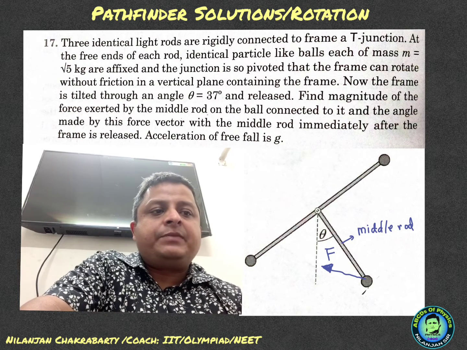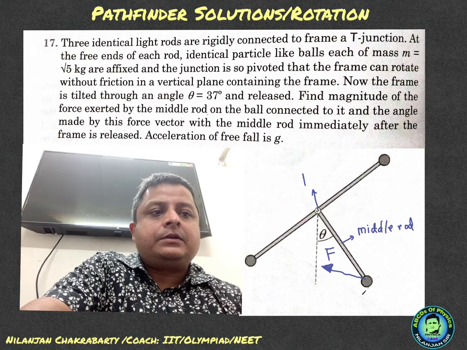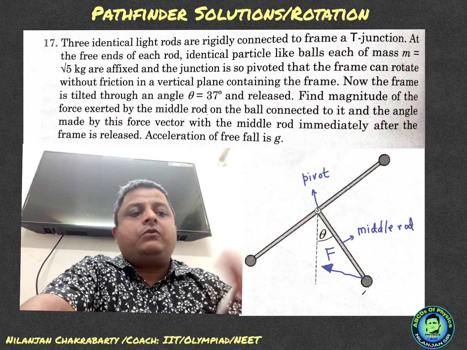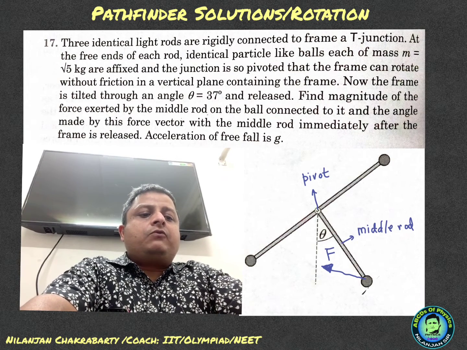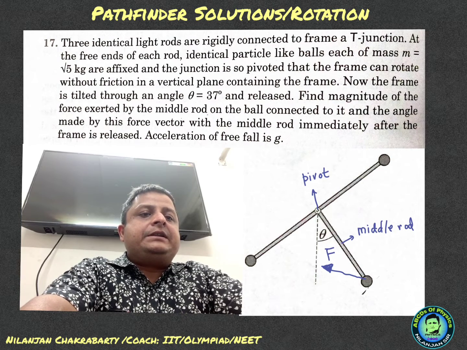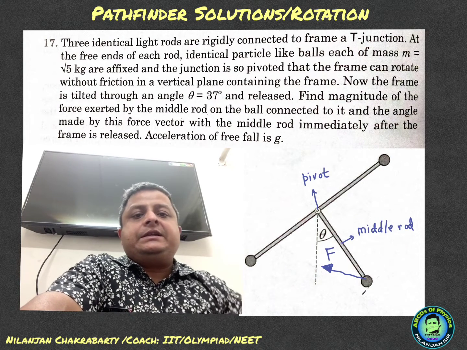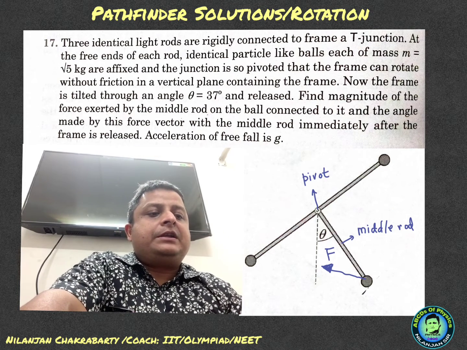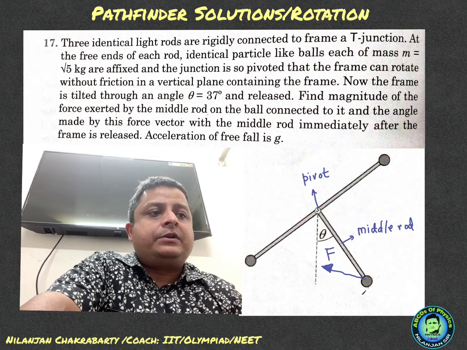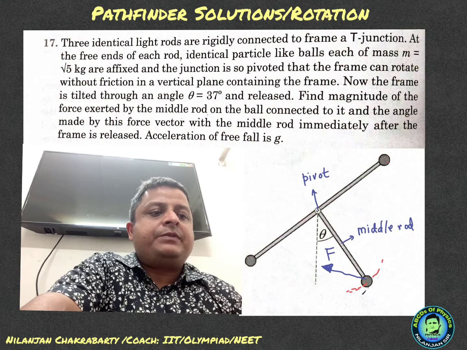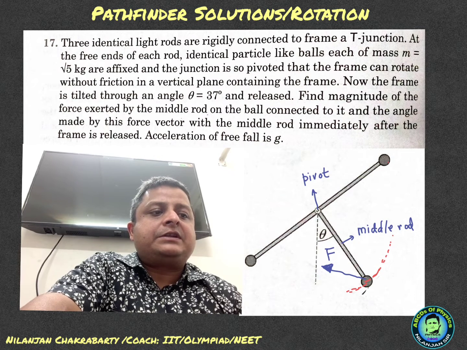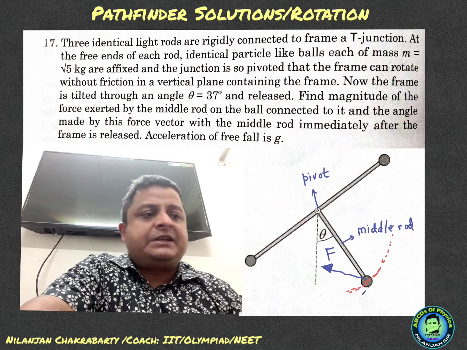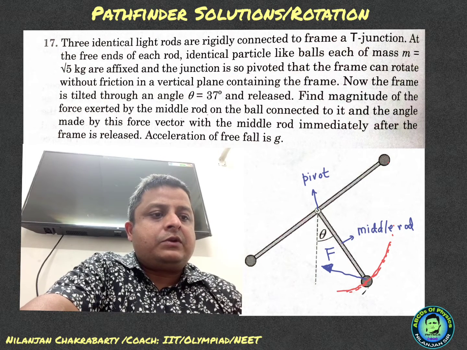That's the pivot, about which the whole assembly rotates. You can note one thing from this problem, that it is just released. Due to that just-released condition, if you look at the acceleration of the ball, all the balls are in circular motion about the pivot. The pivot is the center of the circle, and presently we are concerned with this lower ball.